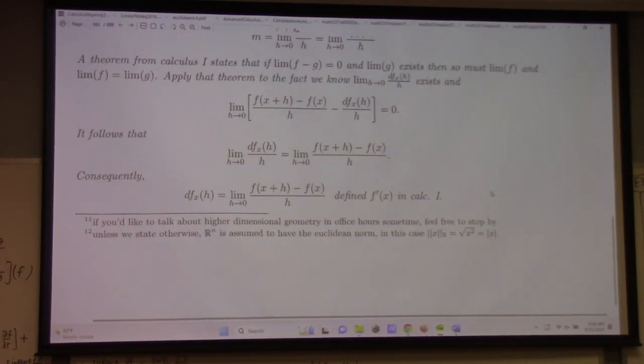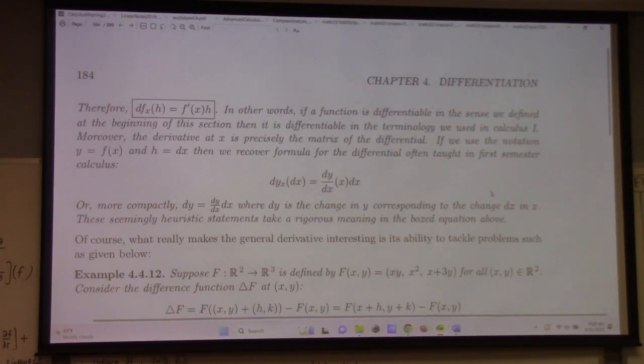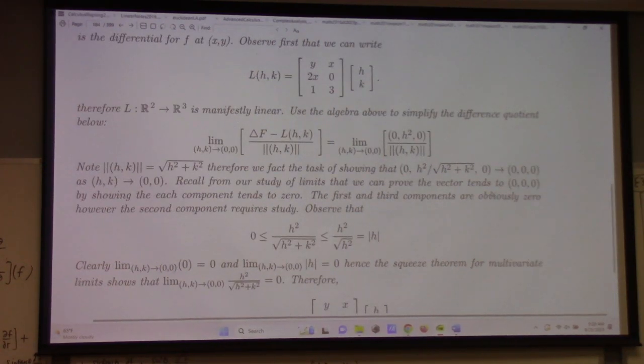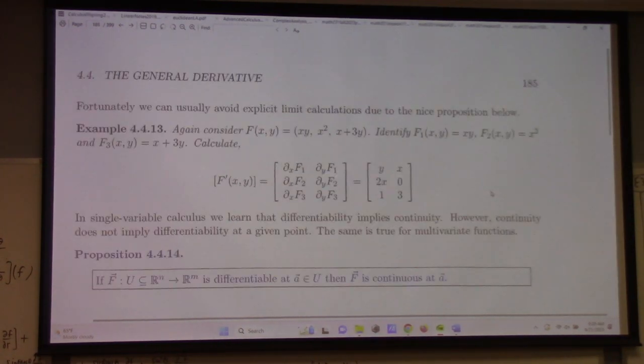But it's in full agreement with what we did in calculus 1, in fact. And let me go on here. Here's a technical example we can skip past.